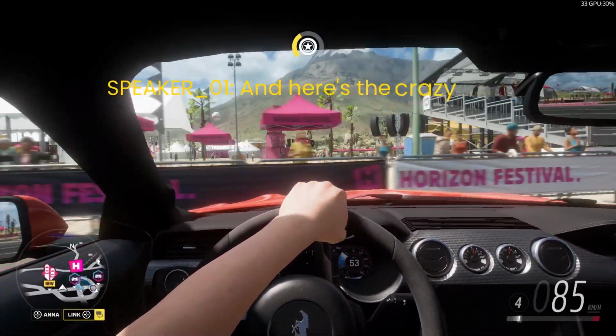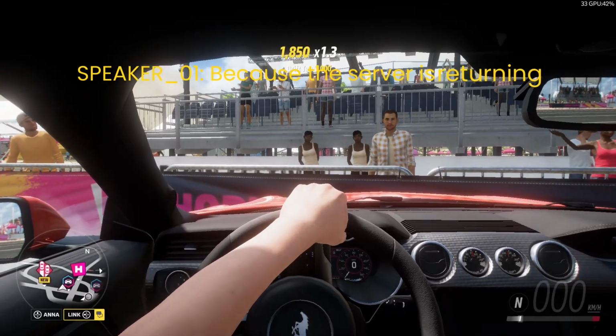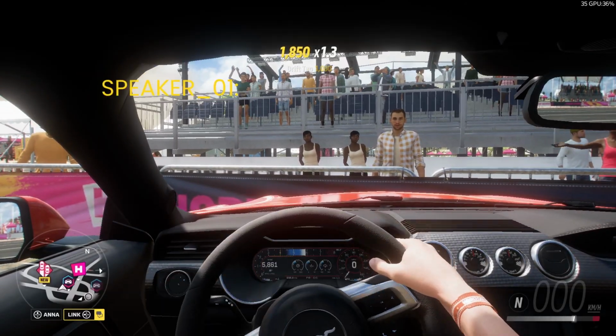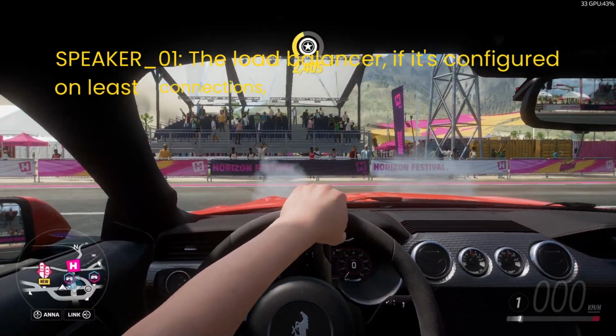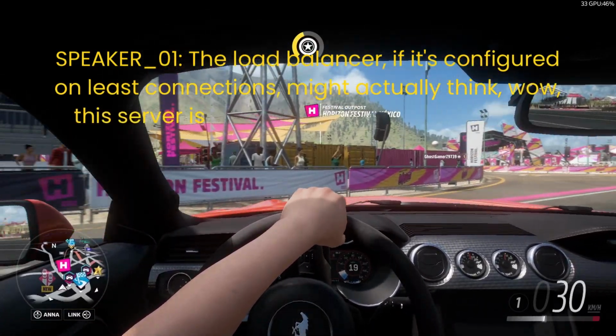And here's the crazy part. Because the server is returning those errors instantly, very, very quickly, the load balancer, if it's configured on least connections, might actually think, wow, this server is processing requests really fast.